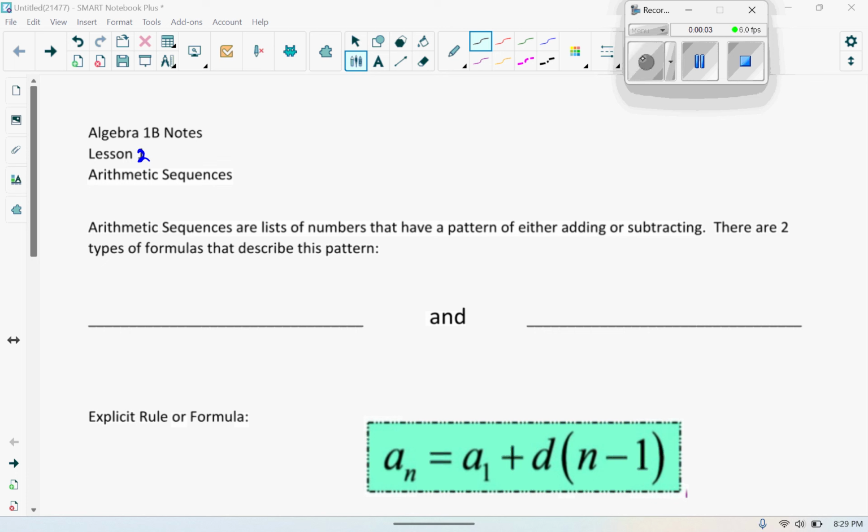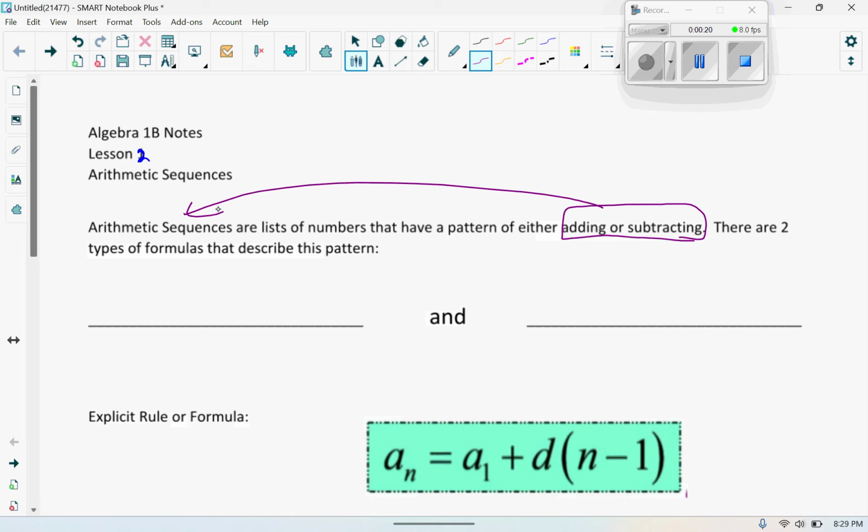Hey guys, welcome to lesson 2, where we're going to talk about arithmetic sequences. Arithmetic sequences are just lists of numbers that have a pattern of either adding or subtracting. So it has to be one of those for it to be arithmetic.